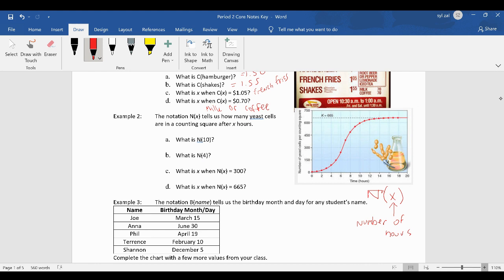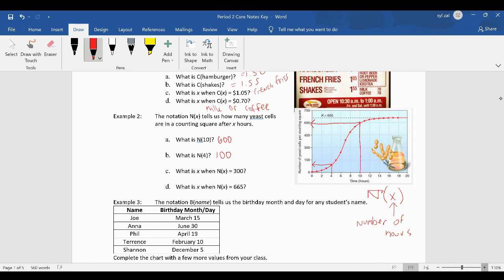Here it's saying how many cells for 10 hours. So we're going to go up to 10 and then go over. That's going to be 600 yeast cells. And you guys actually have a quiz on Friday, and in that quiz, you're going to have to explain what this is asking. So this is asking how many yeast cells in 10 hours, and then you would say that it's 600 cells. How many yeast cells in 4 hours? Well, that's an approximation. We can't get an exact answer here, so we're going to say that's about 100.